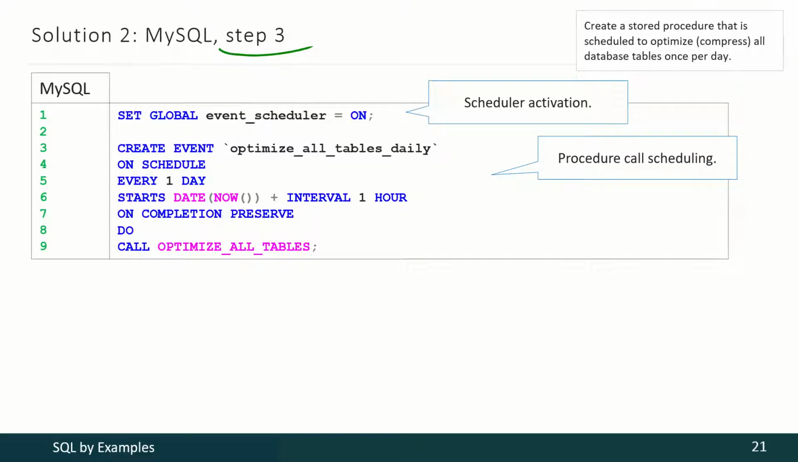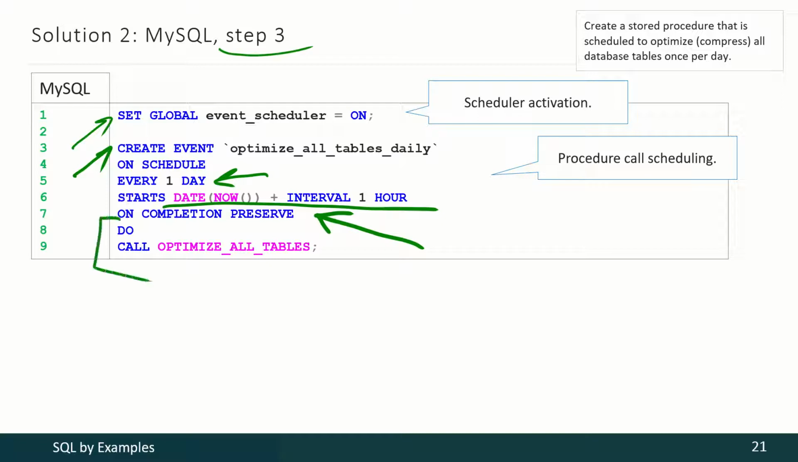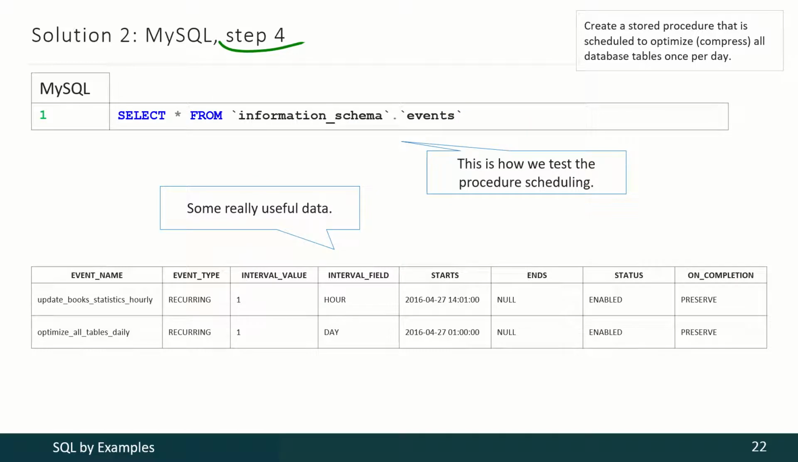So once again, we are enabling the global scheduler and we are creating the event. That event should be executed once per day, starting from today. On completion, this event should be preserved, as it should not be deleted, and the idea of that event is to call that procedure. Now let's check if both events from this solution and the previous one are scheduled for real, and we have to execute such query.